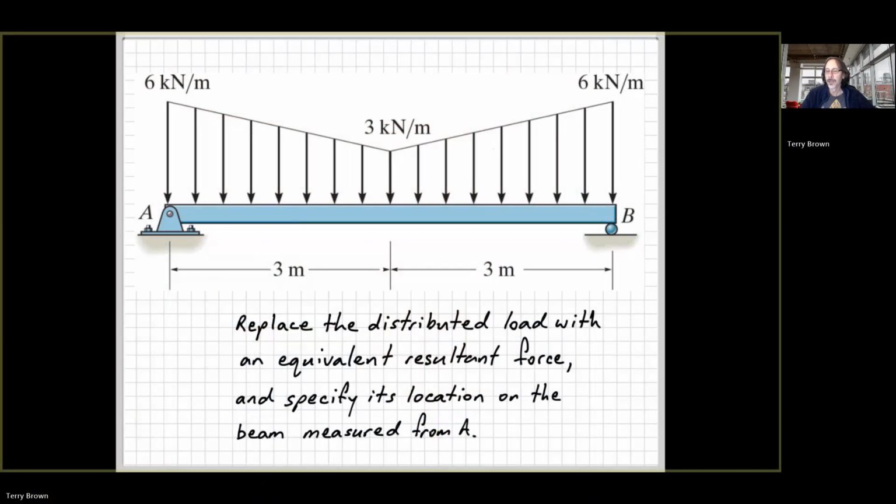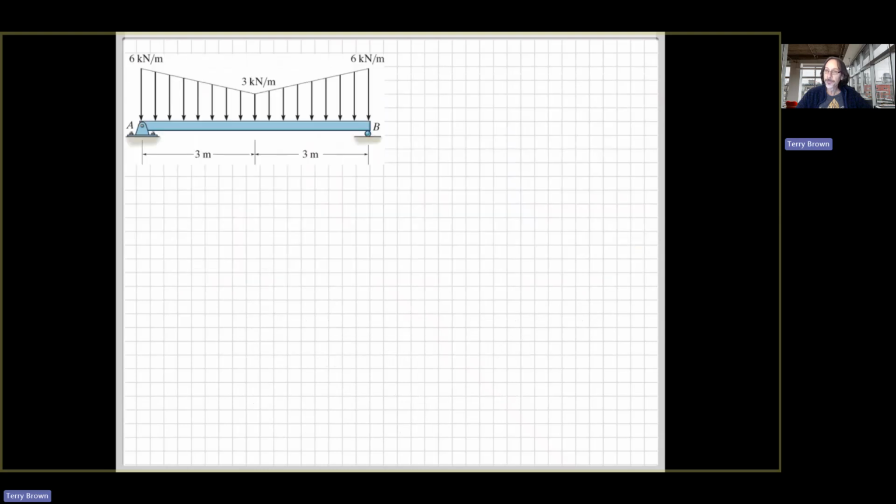This time we're going to look at the simplification of a distributed load. So let's have a look at the problem. Okay, so here's the problem. We have a distributed load across a beam. So we've got two linearly varying loads. Let's have a look at how we solve the problem.